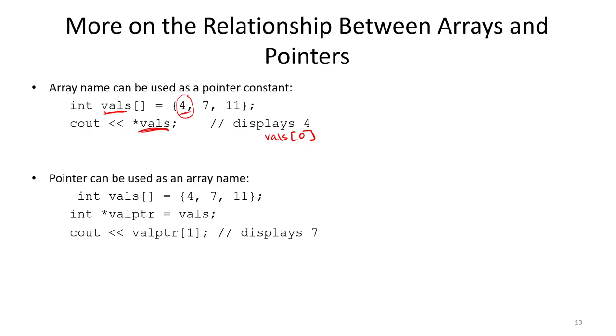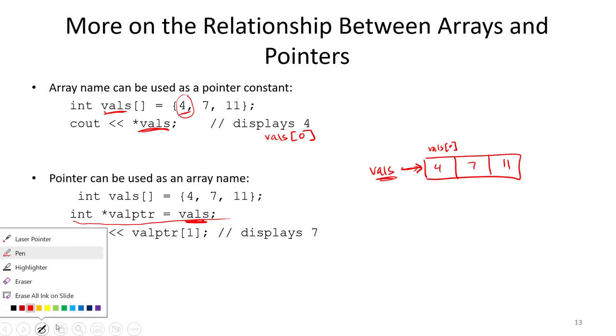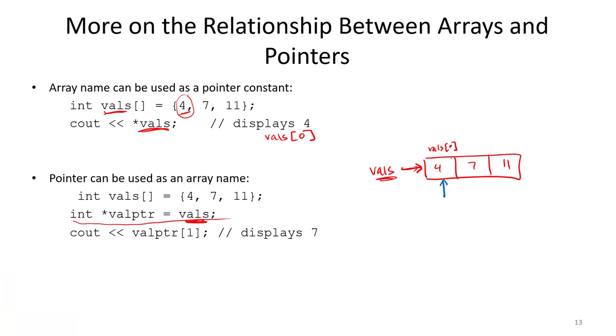Notice there's a lot of interesting things we can do with pointers. Suppose I declare this pointer valptr, which points where vals points. So essentially what we have here is our vals array containing 4, 7, and 11. Vals is the name of our array, which points at vals[0]. Here I've declared a second pointer named valptr, which also points at the same location as vals.